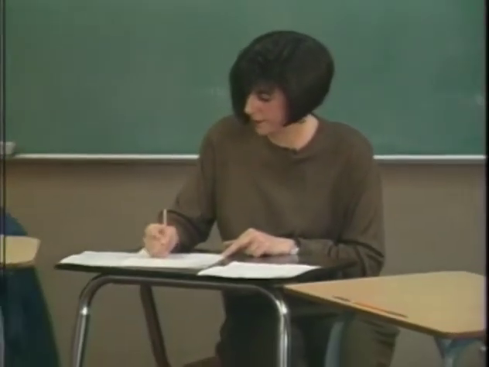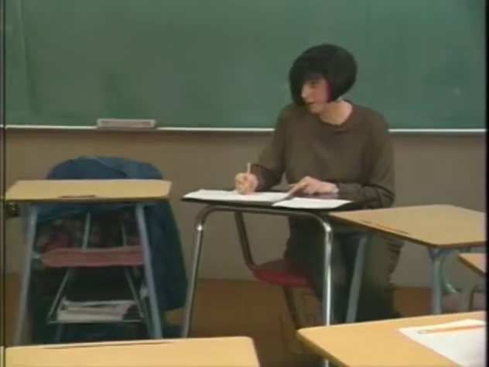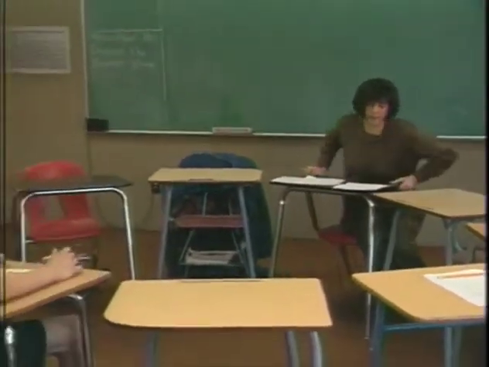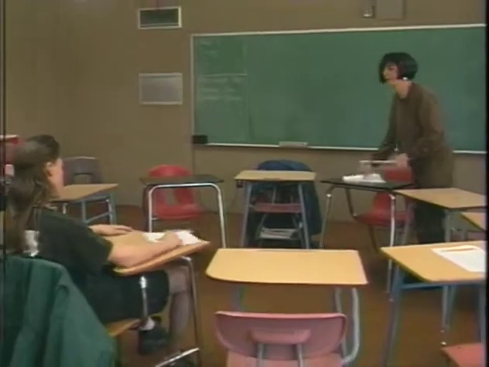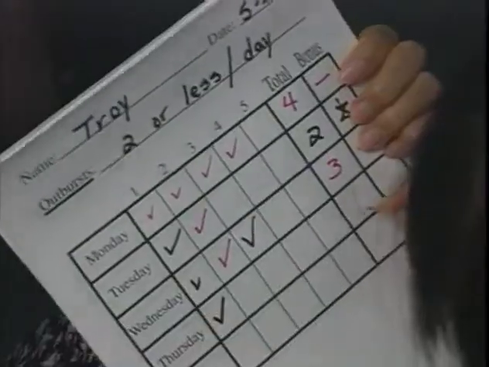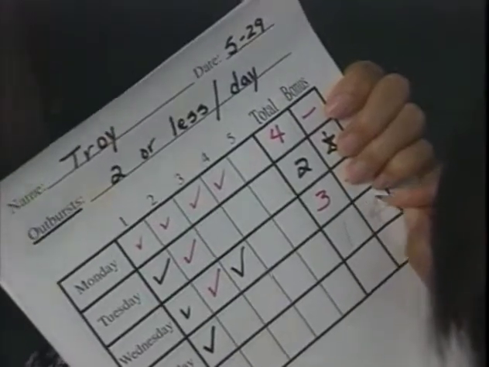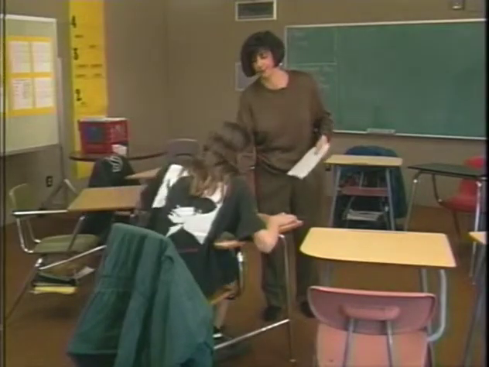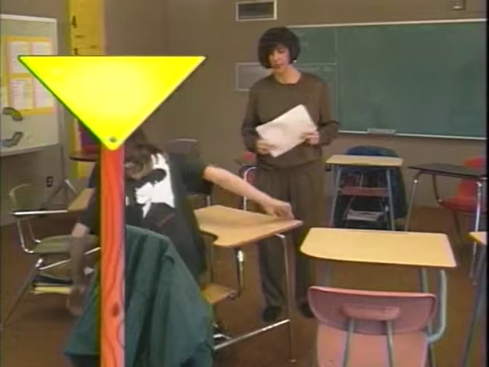Notice the instructor uses the stony face approach to ignore the student. Then, when Troy behaves appropriately, the instructor marks his card and reinforces him for making a good choice. Good choice, Troy.